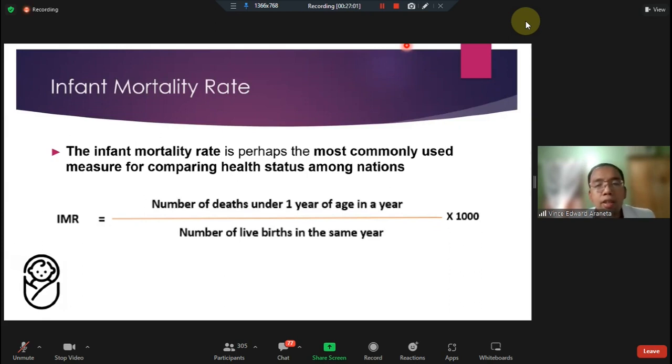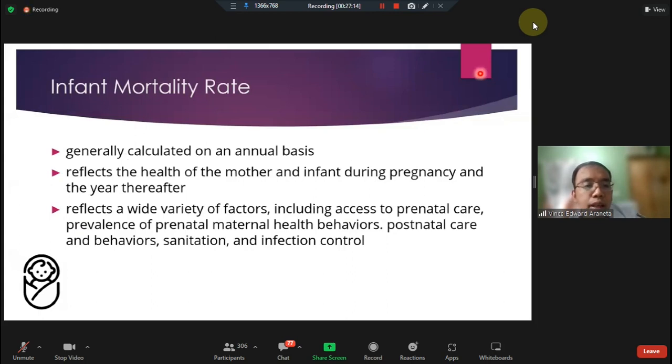So this is number of deaths under 1 year of age in a year divided by number of live births in the same year. This is generally calculated on an annual basis and reflects the health of the mother and infant during pregnancy and the year thereafter. So actually this reflects a wide variety of factors. That's why it's a commonly used measure, including access to prenatal care, prenatal maternal health behaviors, and even postnatal care and behaviors, and even sanitation and infection control.